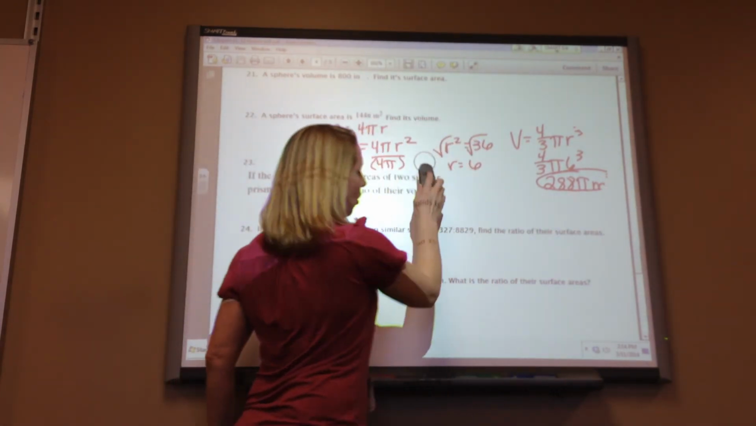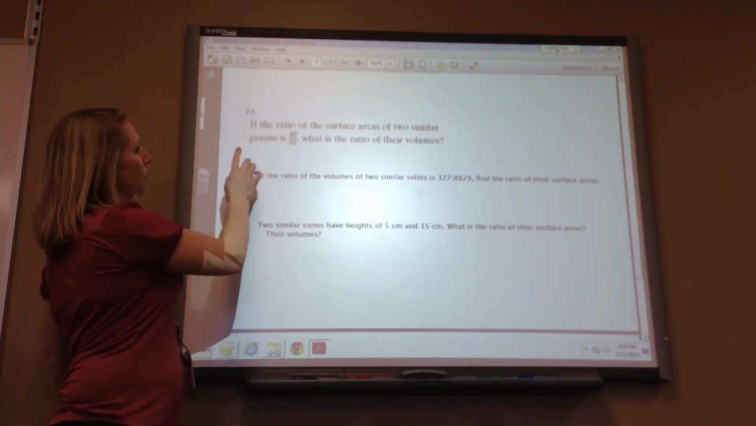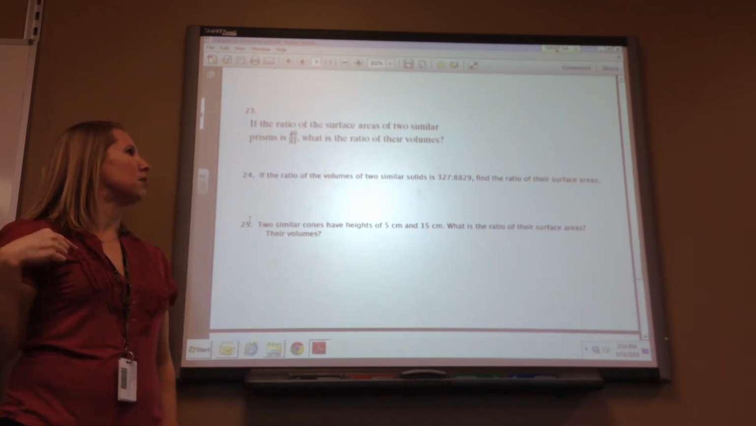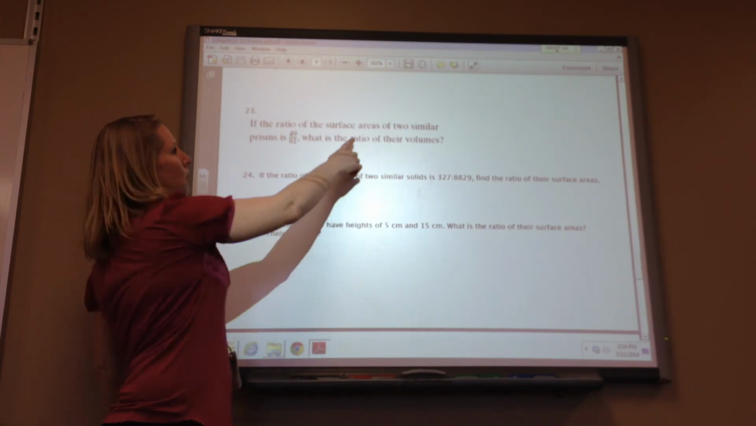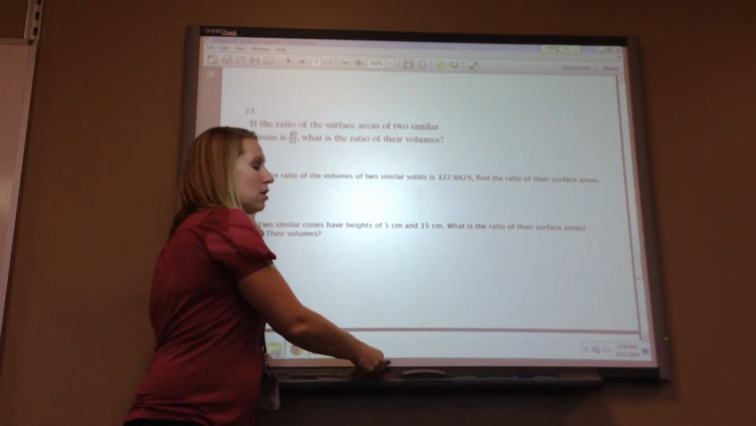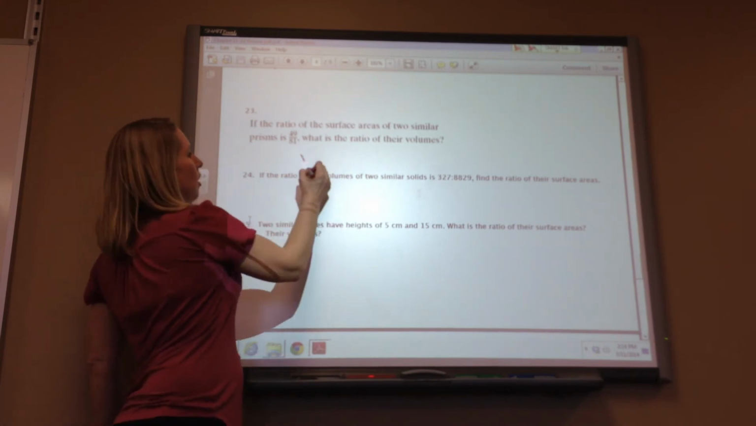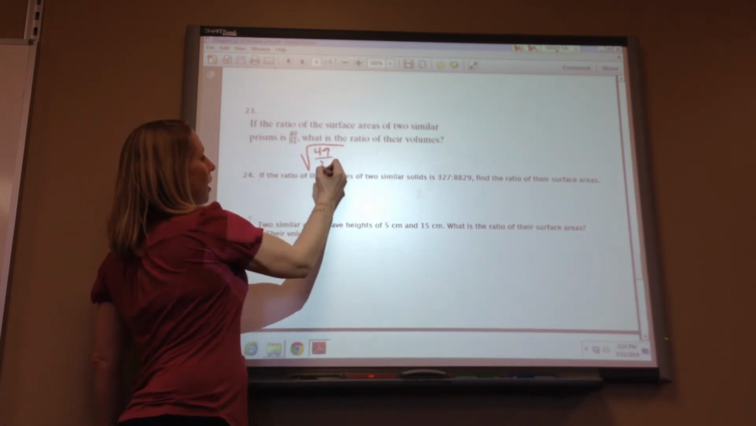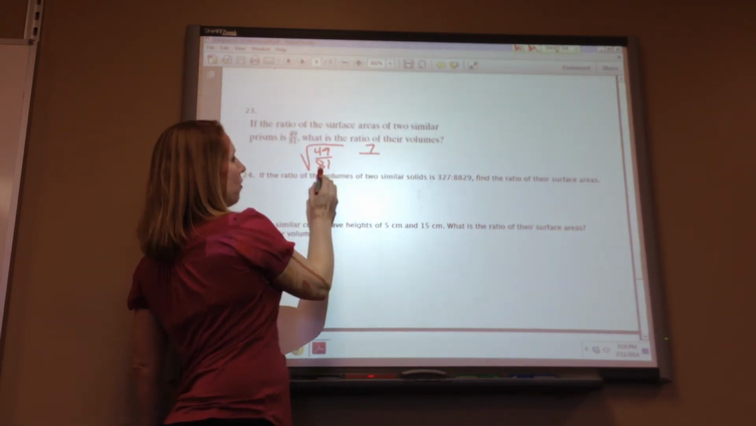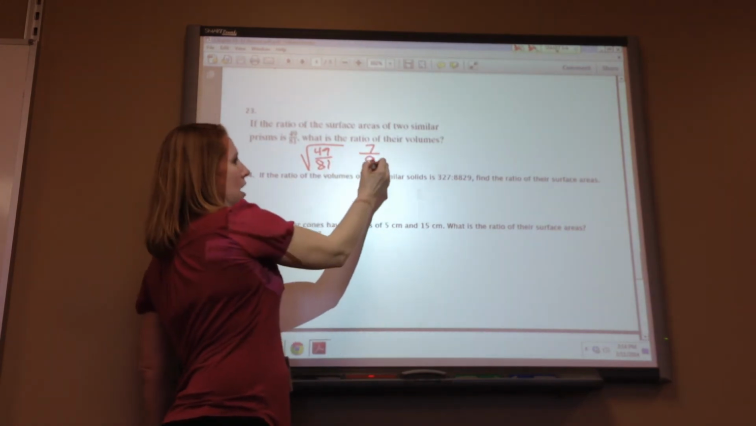Okay, almost done. Number 23, the ratio of the surface areas of two similar prisms is 49/81. So these are surface areas. An area has been squared. So we have to square root that. So I would square root 49/81. I know the square root of 49 is 7. The square root of 81 is 9.